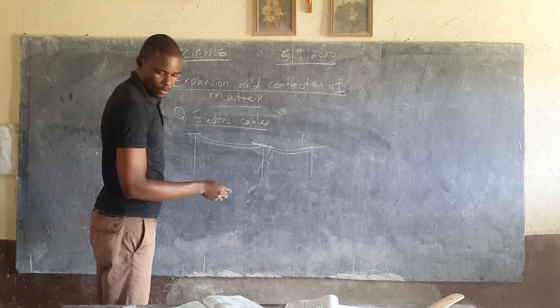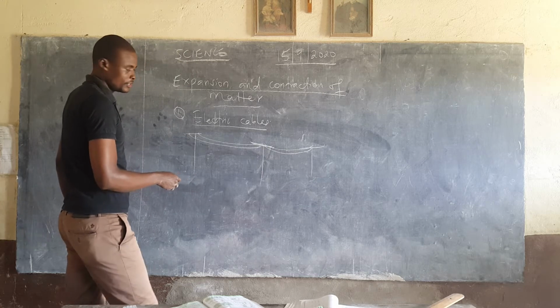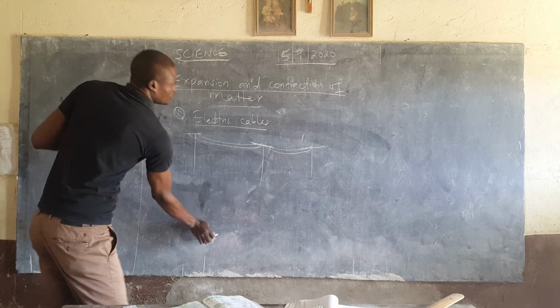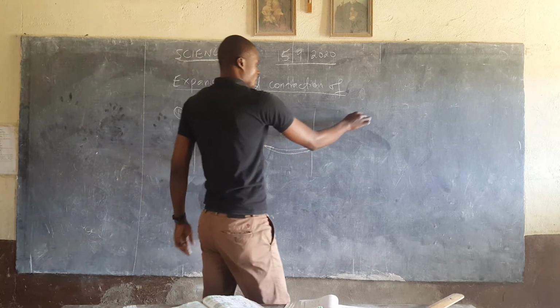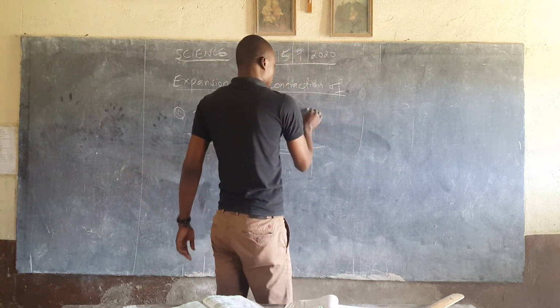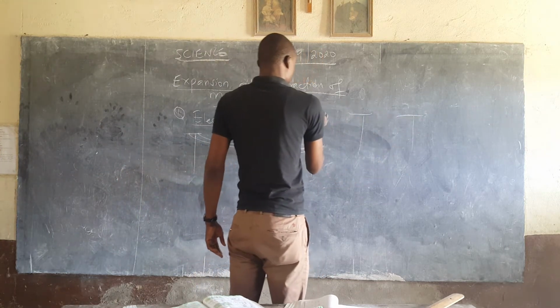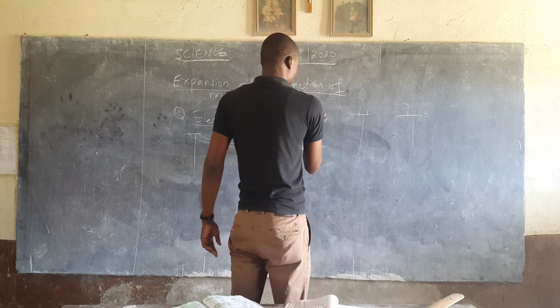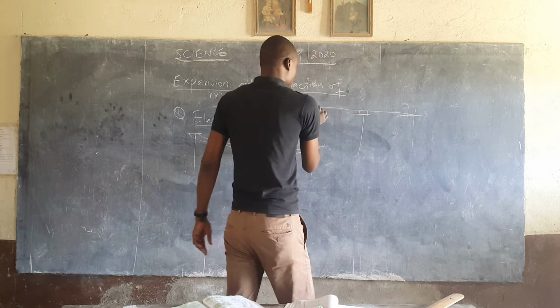They'll always behave in the manner that I've drawn it. And then I'll draw two of them. That's the first one. Then another one may behave like this. Another one may behave in this manner.